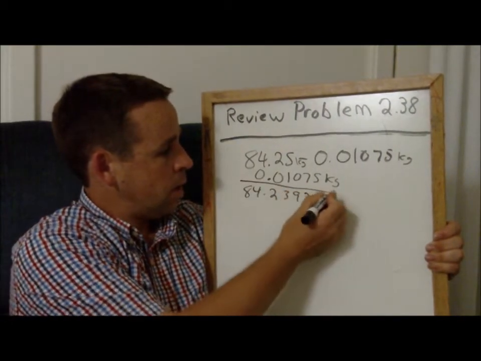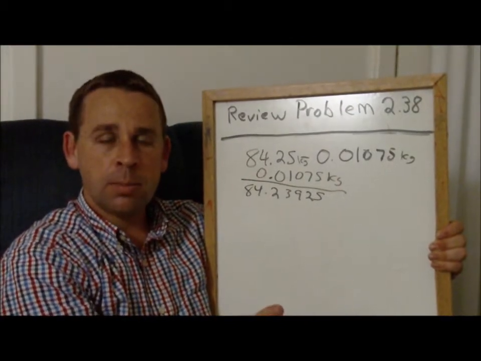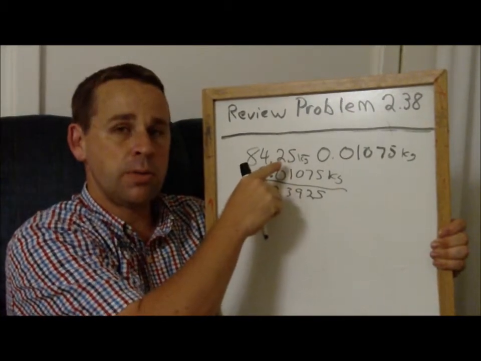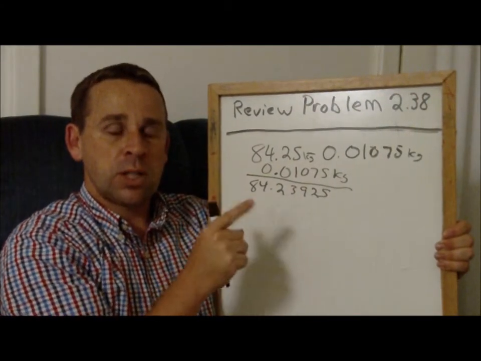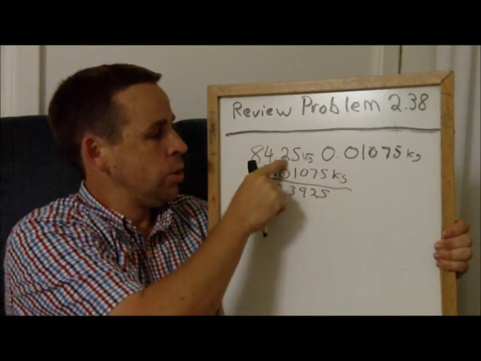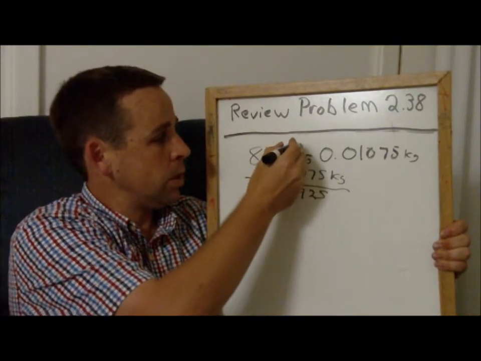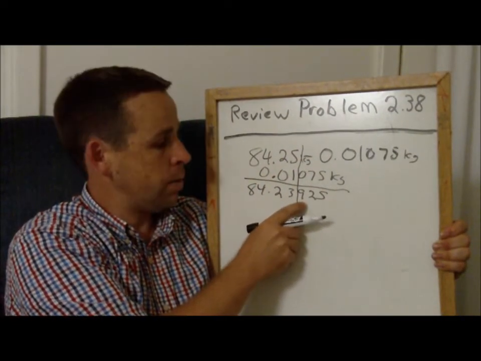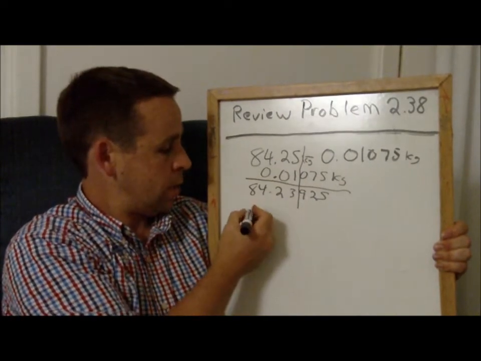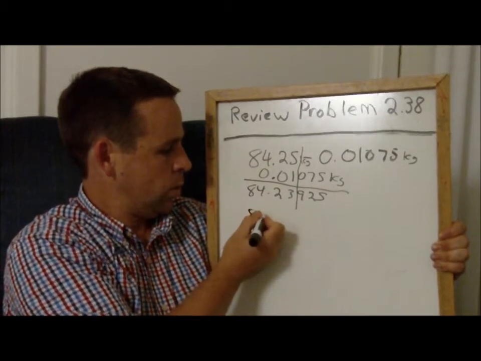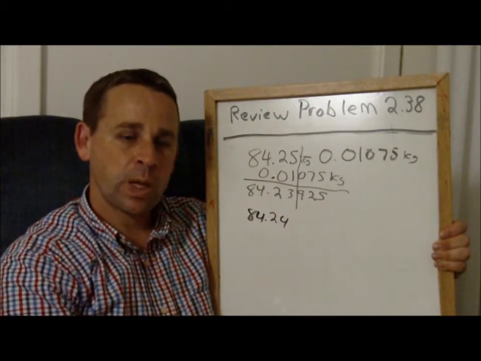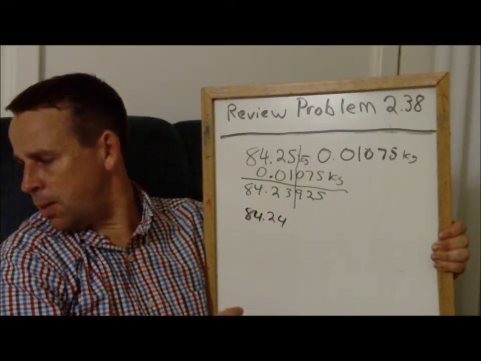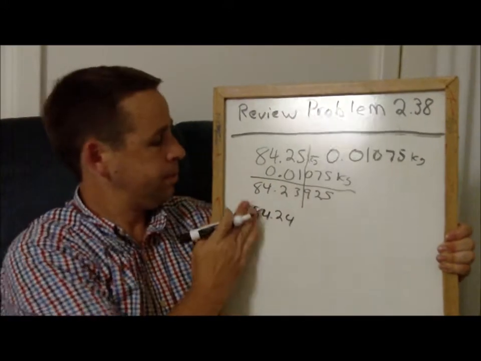We are limited in our significant figures by the value that has the fewest significant figures beyond the decimal point. There are only 2 significant figures beyond the decimal point. That means we can only carry those 2 beyond the decimal point. So we have to use this 3 here and round using the number to the right of it. Because that's a 9, the answer is 84.24. Excellent. So that's 238B.